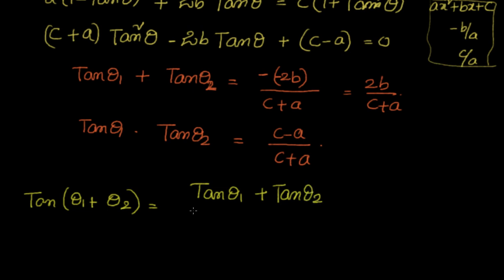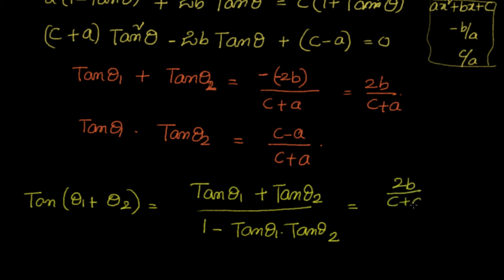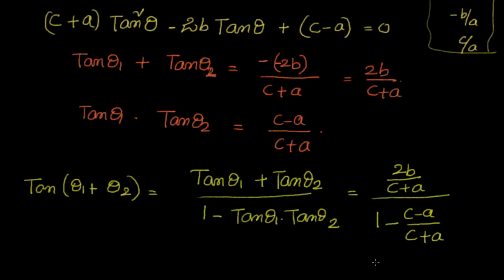Let us simplify this. This is nothing but tan of theta 1 plus theta 2 equal to 2b by c plus a into, I can take c plus a to the top. This simplifies to c plus a minus c plus a, that's nothing but 2a. You can see that there is a 2 which cancels out and you are left with b by a. That's what we have to prove. We have to prove that tan of theta 1 plus theta 2 equal to b by a. That's what we have proven.